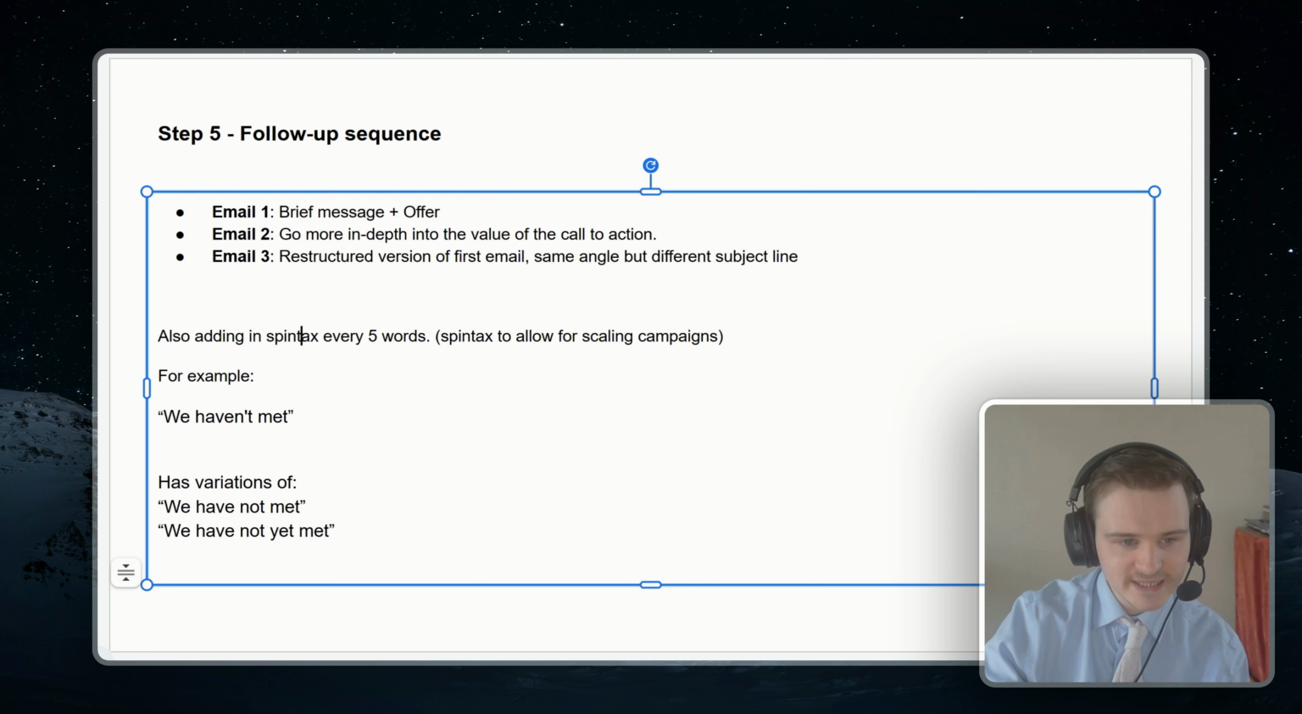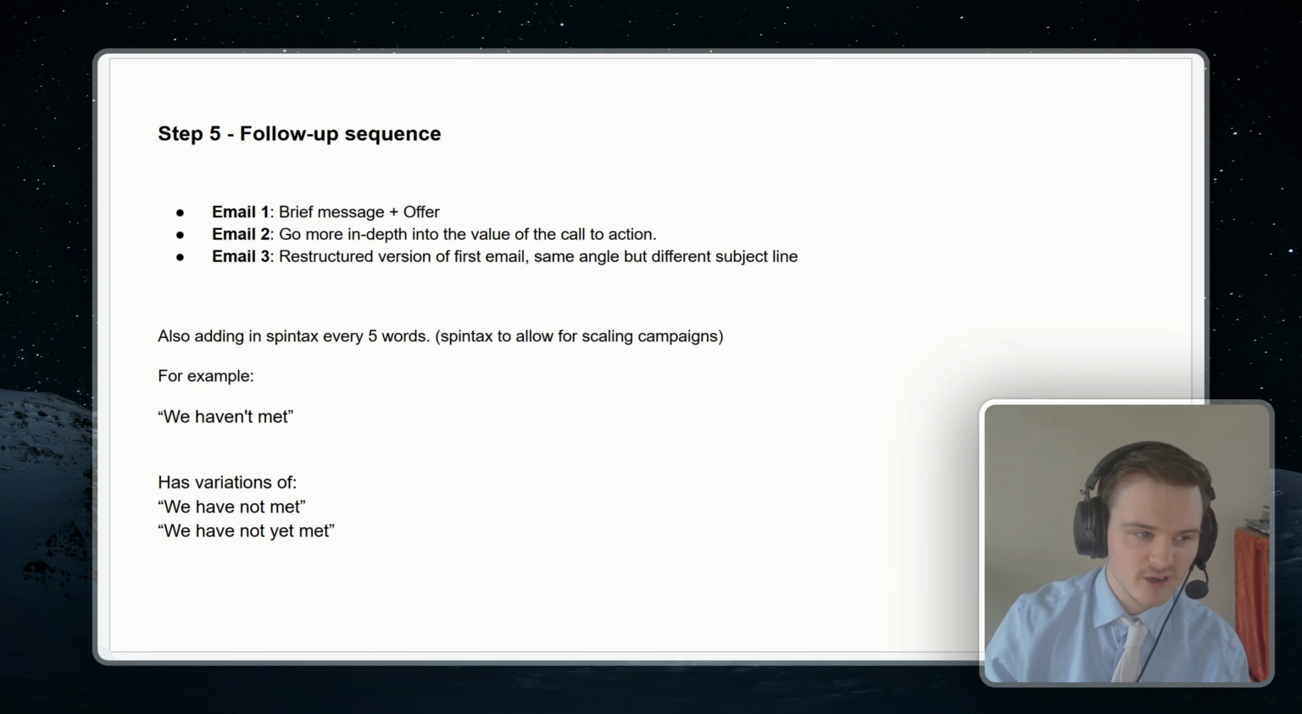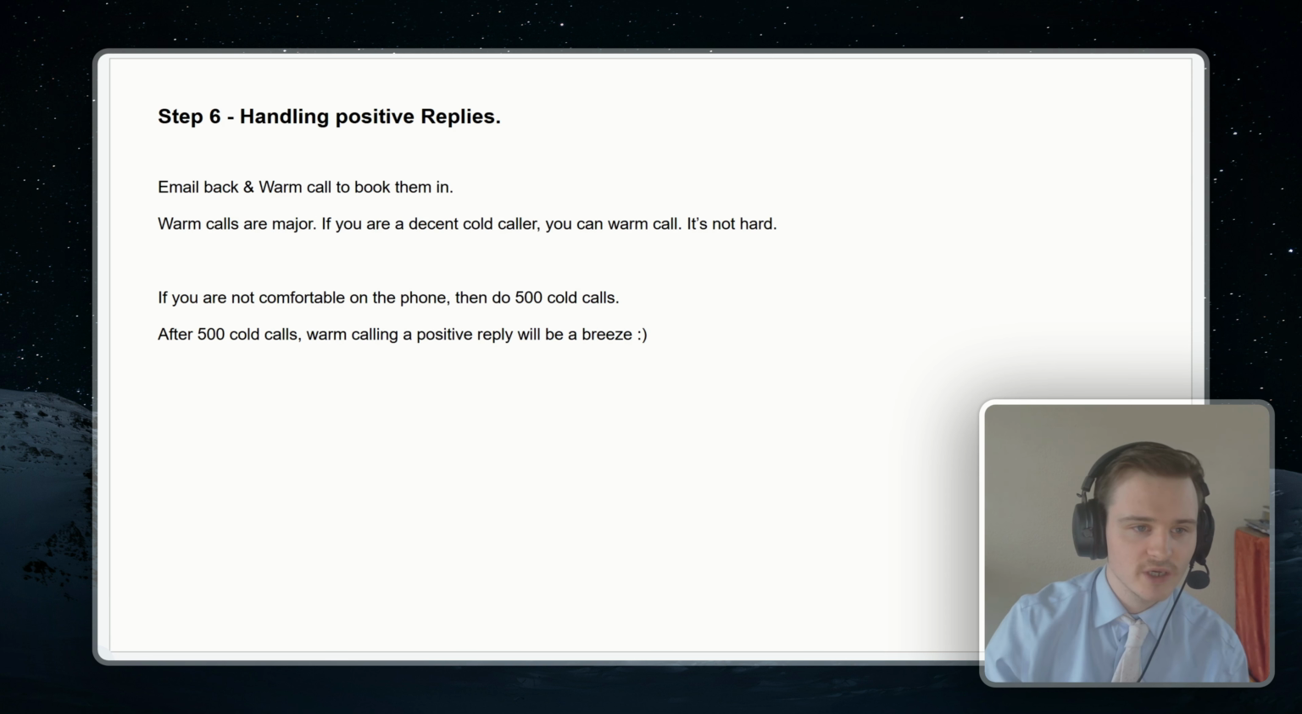And so again, adding in spin text every 5 words, spin text allows us to scale campaigns. For example, "we haven't met" has variations of "we have not met" or "we have not yet met." You can just add that there with a spin text and it adds a bit of variation. And doing that every 5 words allows you to send more cold emails at scale.